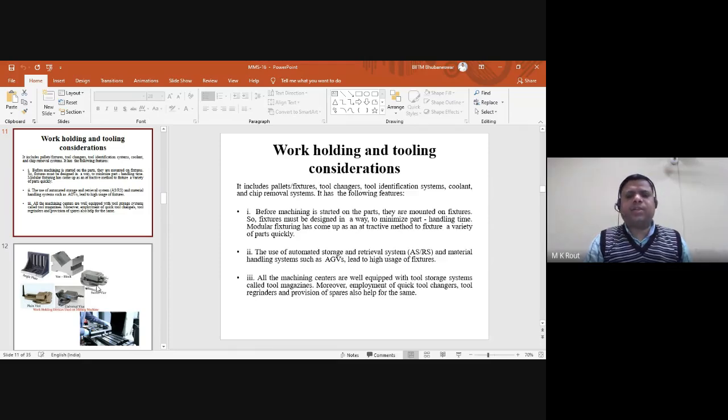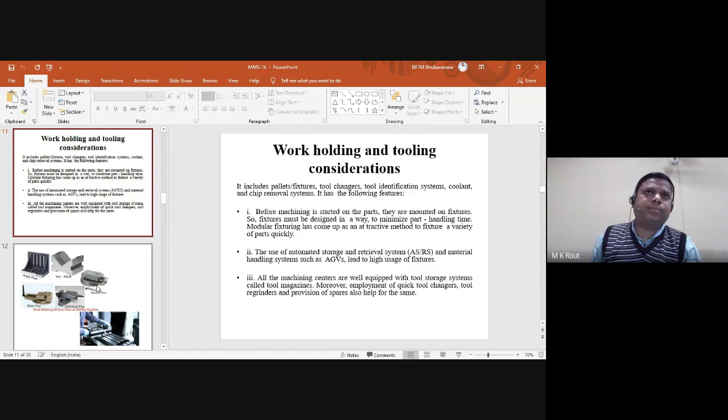The next part is that if you enable automated storage and retrieval systems, and you consider the material handling system in the form of automated guided vehicles, it is easy to maximize the use of different types of fixtures. And the last one is that machining centers are well equipped with tool storage systems.